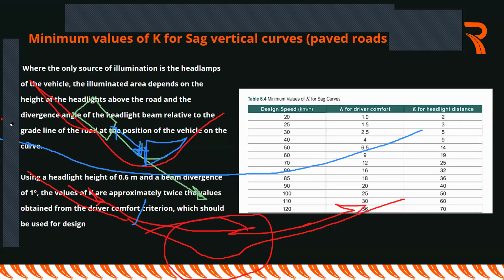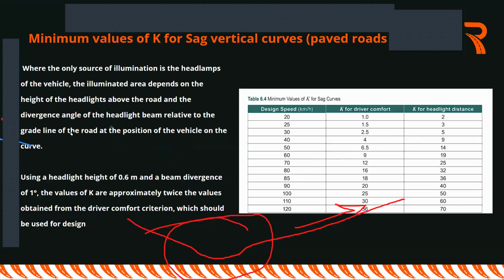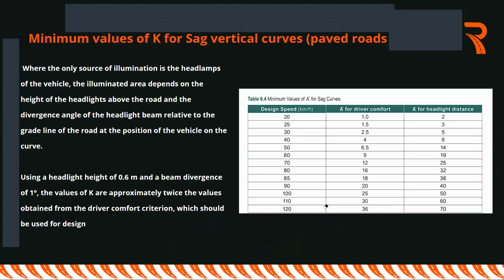So we will finish it at that on crest curve. So we said that the major design aspect is of course the driver comfort and the end light. So we'll notice now the K values that we have. Let's say we are using again our design speed of 80. You'll notice the K values for driver comfort are 16 and for end light are 32.